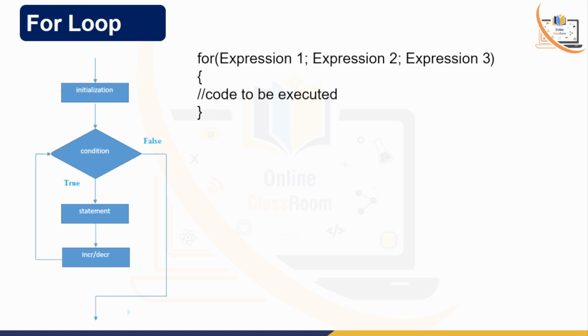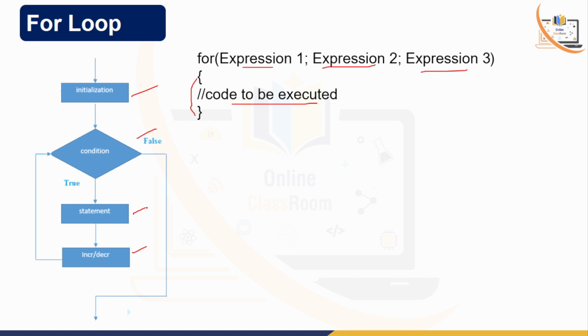Inside a for loop, the first part is expression 1, which is nothing but the initialization. The second is expression 2, which is nothing but the condition. The third is expression 3, which is nothing but the increment or decrement. Between these, there is a code to be executed, which is the statement inside the for loop.